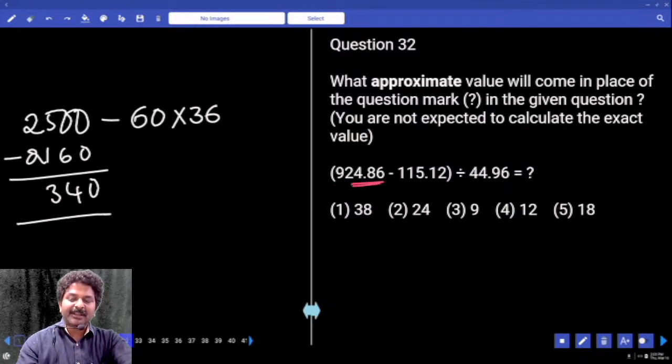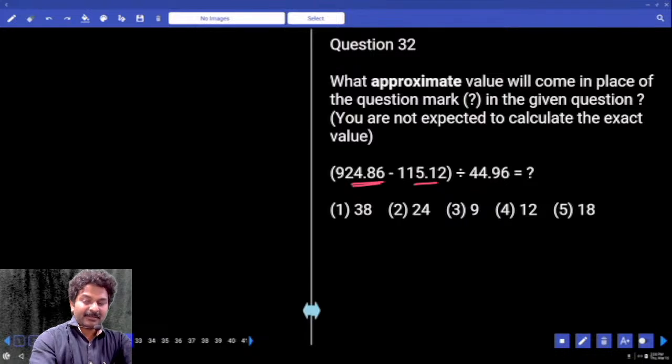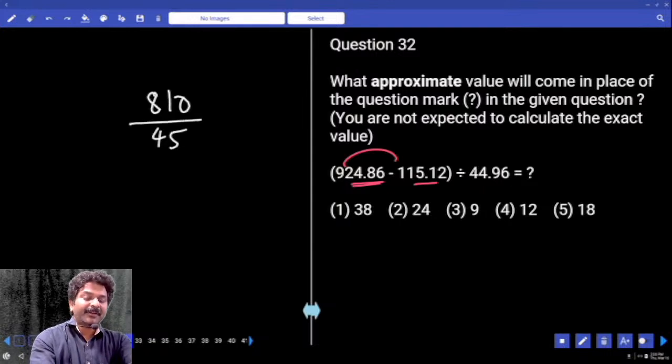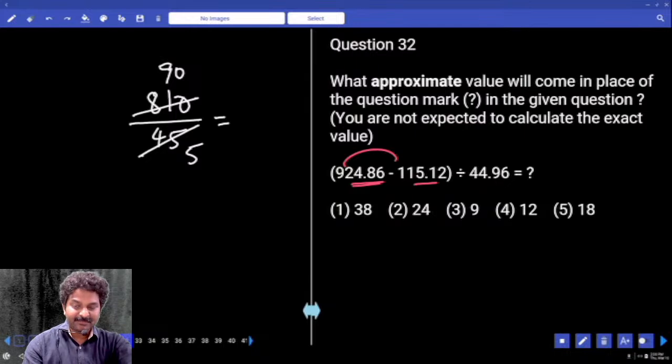Right. Can I take this as 25 minus 15, 10? 900 minus 800. 900 minus 100, 800, divided by 45. 90 times 9, 5 times. Answer 18.